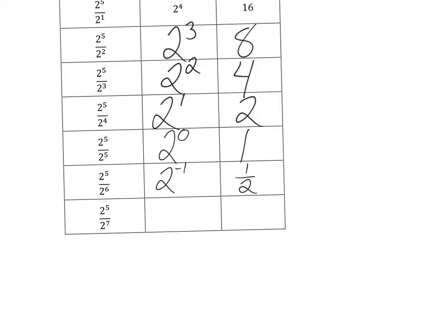2 to the 5th over 2 to the 7th. So 5 minus 7 is negative 2. So that tells me I have 1 over 2 to the second, or 1 over 4.